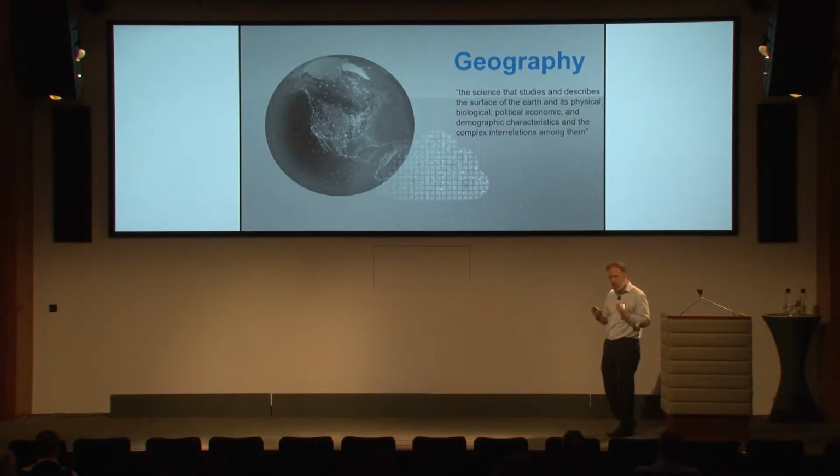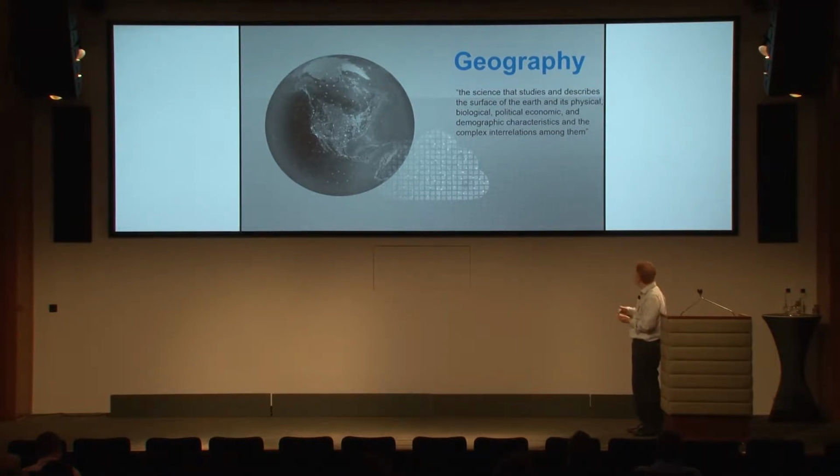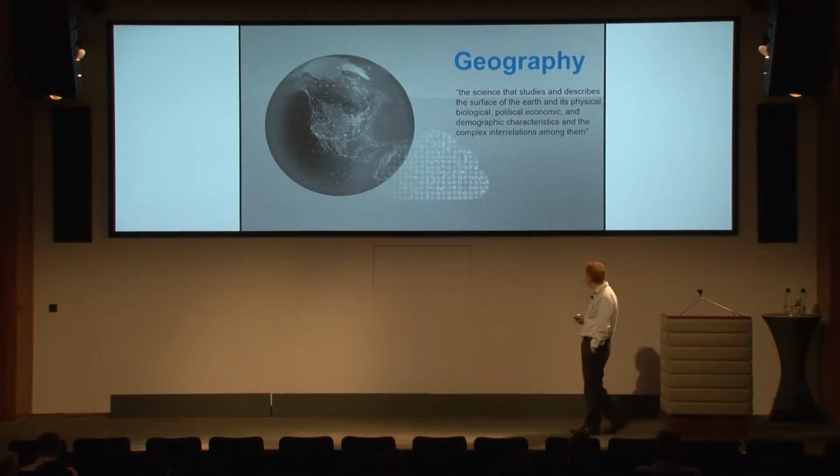And when I say I'm a geographer, what does geography mean? This is a dictionary definition of geography. It's the science that studies and describes the Earth, its physical, biological, political, economic and demographic characteristics, and importantly, the interrelationships between them. Now, this is probably a definition written by a geographer. It's fairly all-encompassing. We all like to think that our science is the most important, the most far-reaching science.